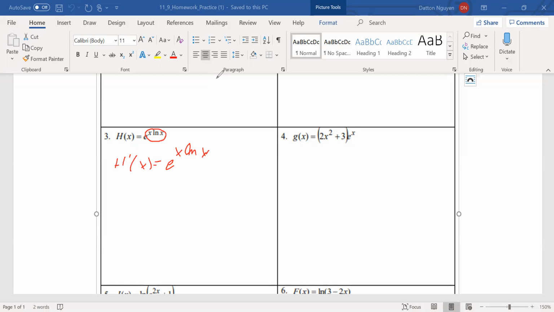But now I have to take the derivative of the exponent. So if I take the derivative of the exponent, I leave x alone and take the derivative of natural log of x. Now, the derivative of natural log of x is 1 divided by x, plus the natural log of x stays the same, and then I take the derivative of x, and that is just 1.